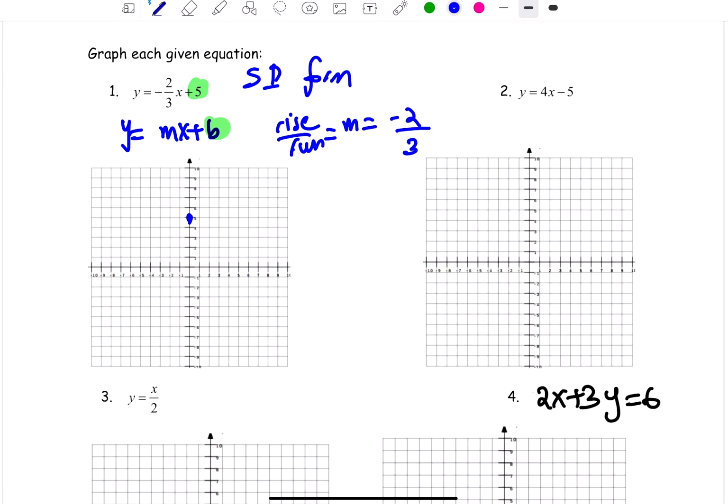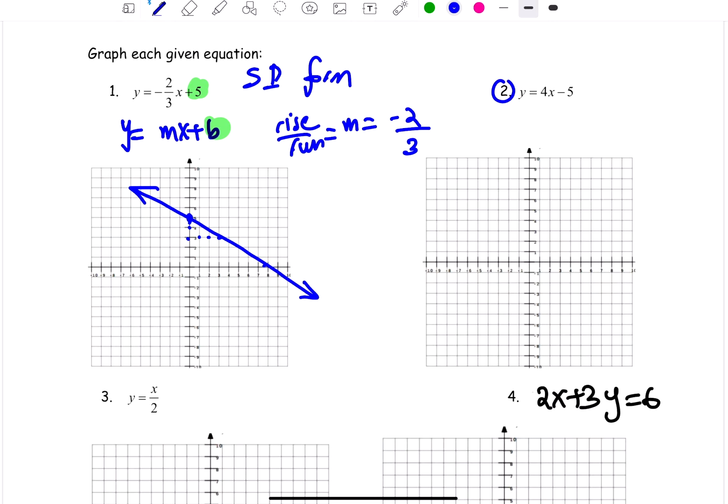The negative in the middle of the fraction can be considered with the numerator or with the denominator, either one, but not with both at the same time. So the rise is negative 2. That means I'm going to go down 2 and 3 towards the right. The graph of the equation is going to look something like this. We can clearly see it has a negative slope. As x becomes very, very large, y becomes smaller. So a negative slope for this equation.